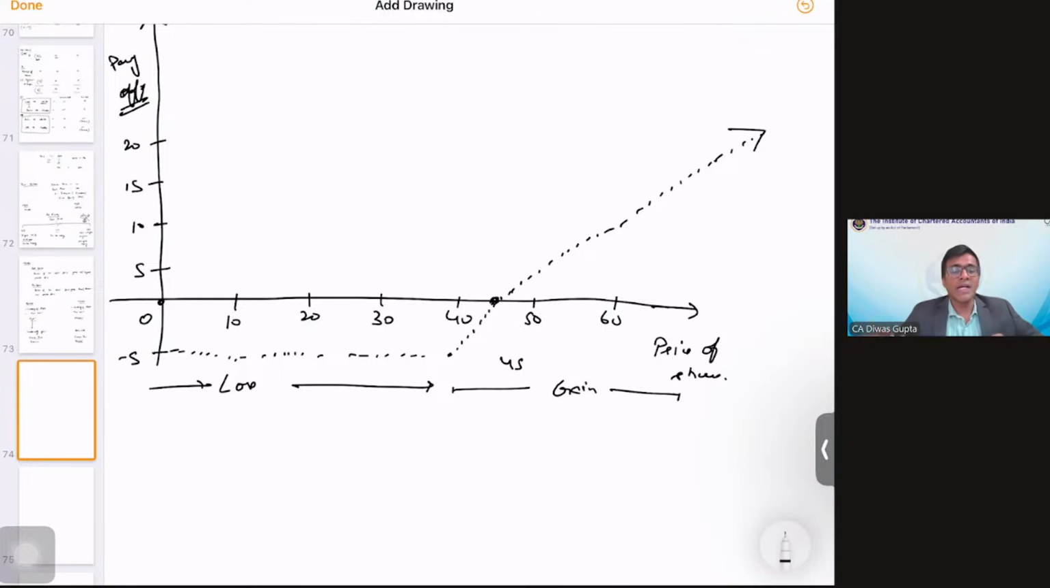Clear? That's why we were saying that the loss is limited in this position. Yes, 45 is the place where there is no loss, no gain, because we have paid 5 rupees premium, and at 45 rupees we will get 5 rupees as the payoff, right, from 40 rupees. Now the next one.